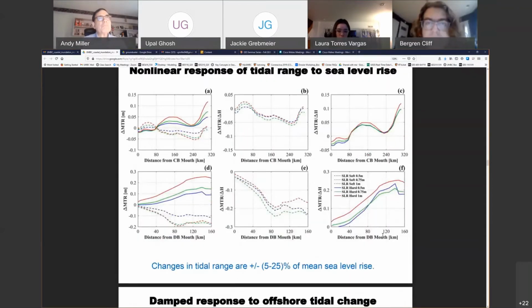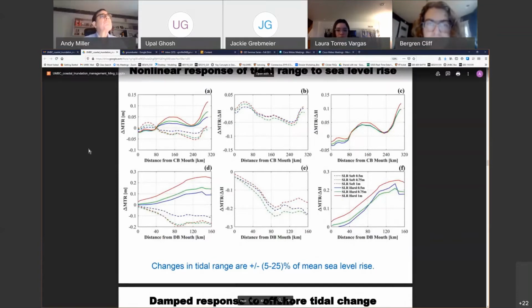So here, again, the red line corresponds to 1 meter of sea level rise. We also consider other sea level rise scenarios, like the green line at 75 centimeters, and the black line at 50 centimeters. You can think of the black line as mid-century, 2050, and red as 2100. We see different changes in tidal range. Again, this is Chesapeake Bay: a little reduction in the lower bay, and a larger increase, up to about 10 centimeters in the upper bay, for the hard shoreline scenarios. If you do a soft shoreline, there's a little bit of increase in the lower bay, but a reduction of 5 centimeters in the upper bay region.